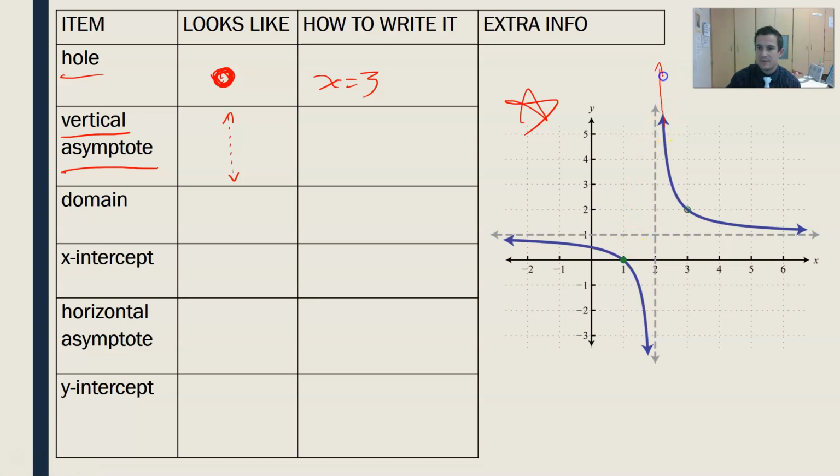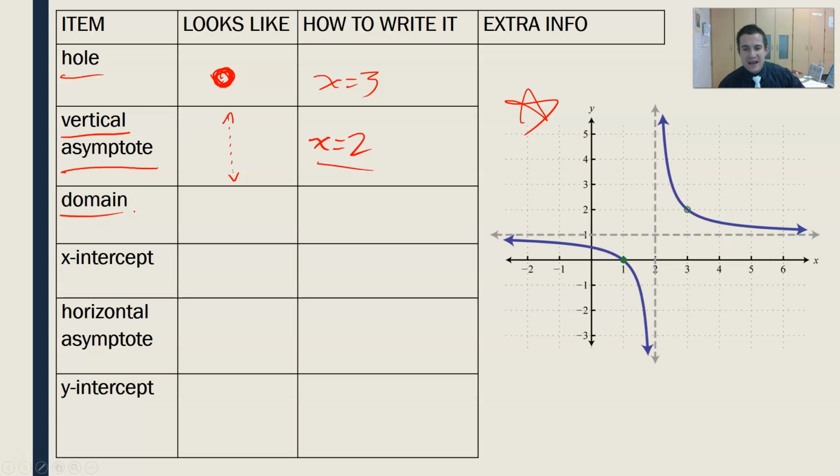So as this graph keeps going up and down, it's going to get really close to this line, but it's never actually going to touch that line. I write this vertical asymptote according to where it crosses the x-axis. So all of these x values are x equals 2, and I write my vertical asymptote as x equals 2. That's my vertical asymptote and how I write it. It's a vertical dotted line, and I write it according to the x-axis.